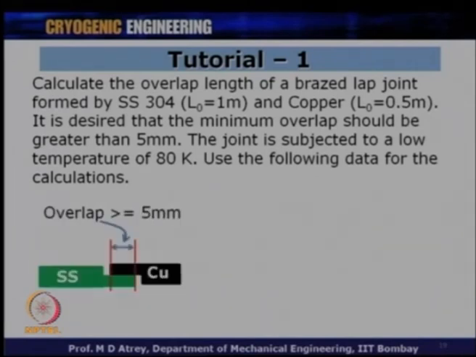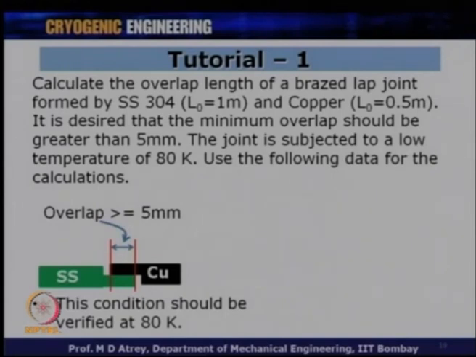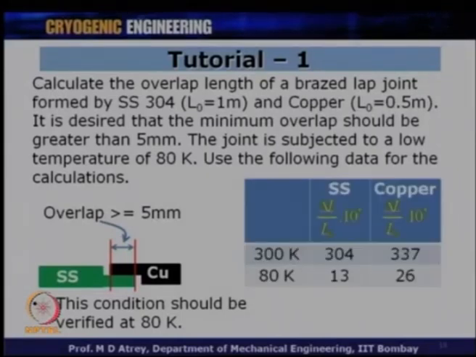So, what you can see here is a problem statement that at 80 Kelvin condition, this is a SS material, this is a copper material. Both the lengths are given as 1 meter and 0.5 meter respectively. What is the problem? The problem is that at 80 Kelvin, this overlap of material should be more than or equal to 5 millimeter. So, it should basically be more than 5 millimeter, so that it has got good strength. The data is given at 300 Kelvin and 80 Kelvin.